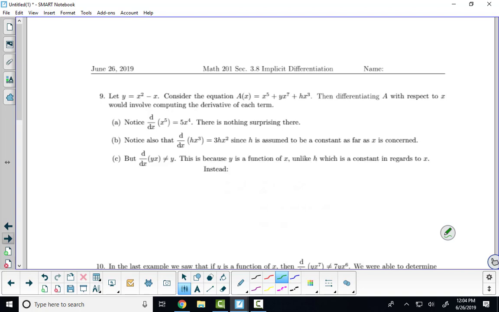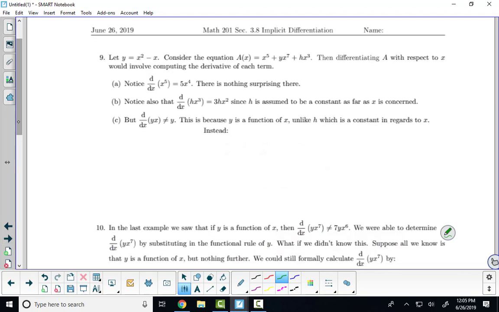All right. So let's kind of get to the heart of this. Suppose y is this function right here. y is equal to x squared minus x. Okay? And then we've got this function right here, A of x is equal to x to the 5th power plus y x to the 7th plus hx cubed.